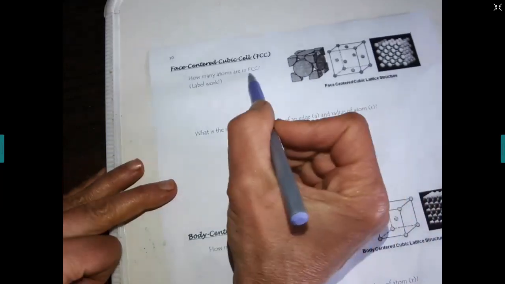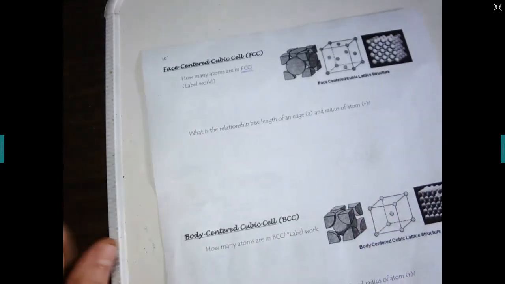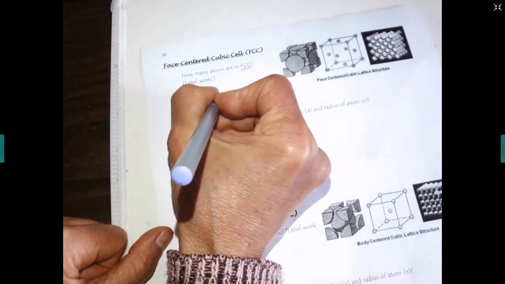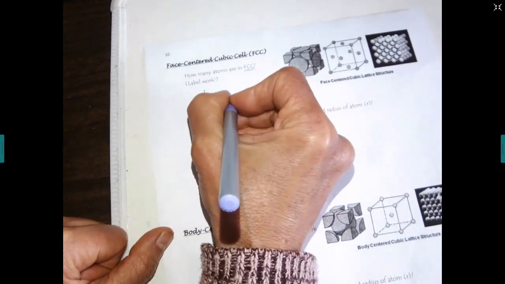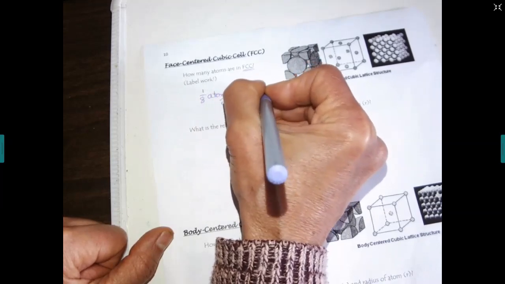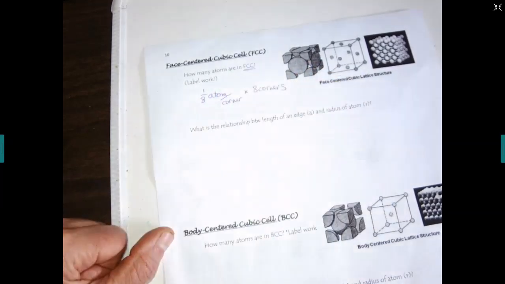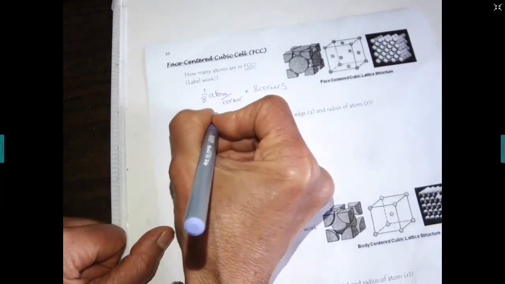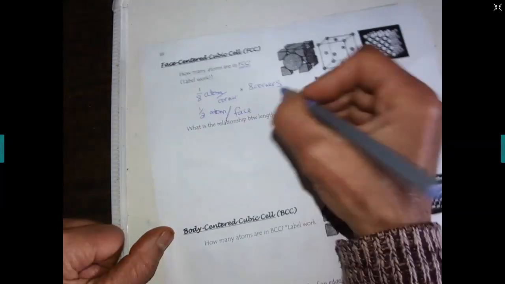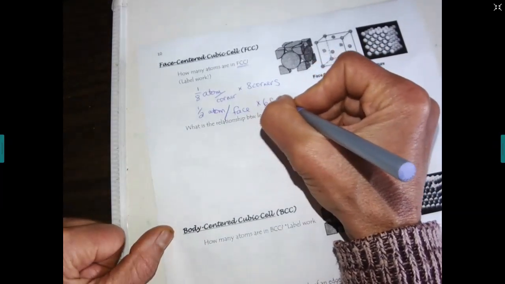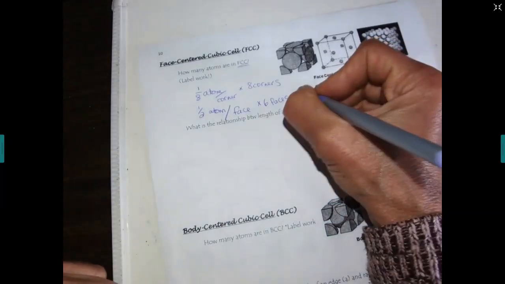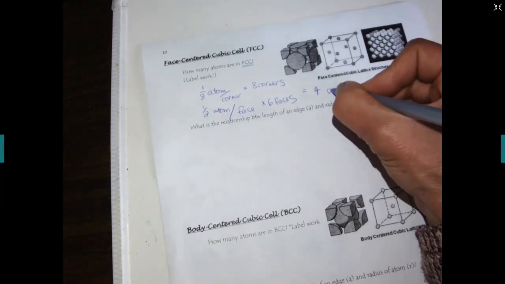All right, how many atoms are in a face-centered? I'm going to show you how you show your work for this. In a face-centered, you have 1/8 of an atom per corner. There's no center here. Times 8 corners. And then you have 1/2 an atom per face times your 6 faces. All right, so we get 1 plus 3. So this is 4 atoms.